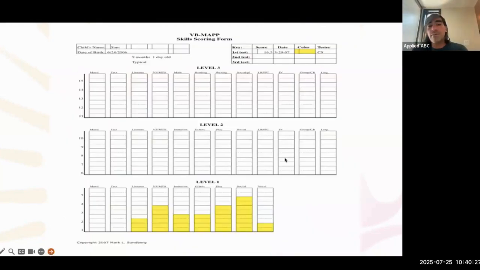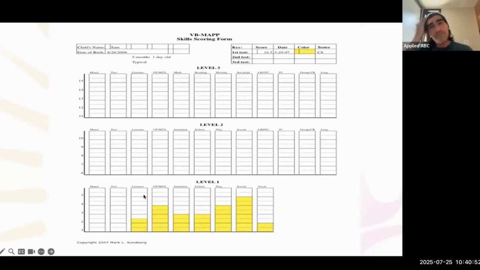So this is what a VB-MAPP looks like. This is level 1. This is what an initial assessment might look like. This learner has no mands. We'll get into this a lot more, but a mand is a request, something you're asking for. A tact is a label. It's the difference between I want coffee and that's a coffee machine.